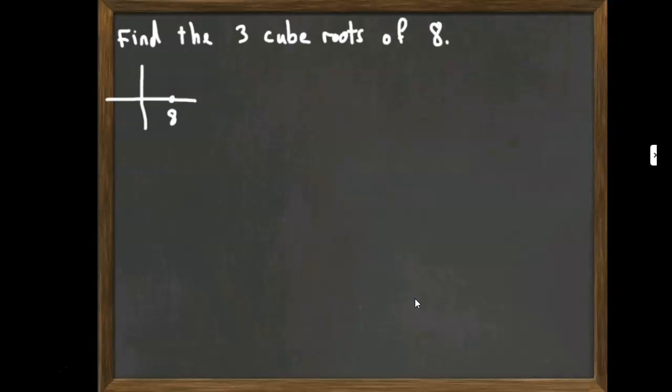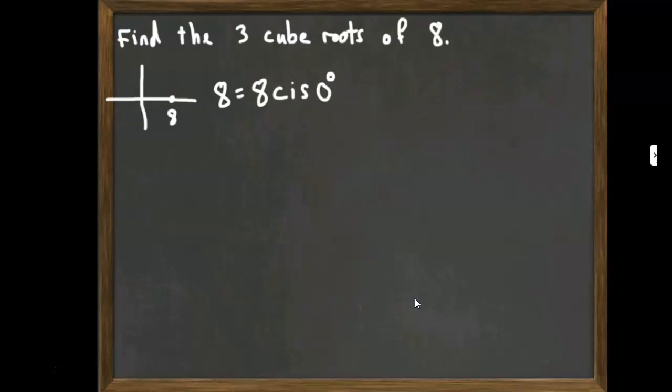So the first thing we do is take that number 8, and we have to write it in trig form. So of course it's 8 plus 0i. So it's on the x-axis. It has a magnitude of 8. And the angle, of course, is 0 degrees or 0 radians. So we can rewrite 8 as 8 cis 0 degrees.